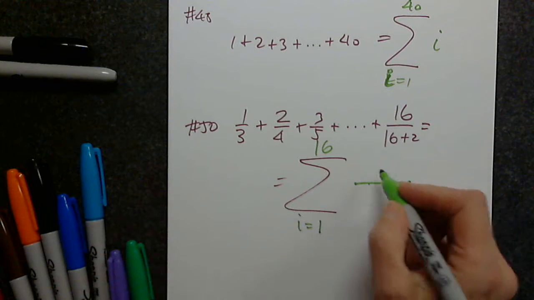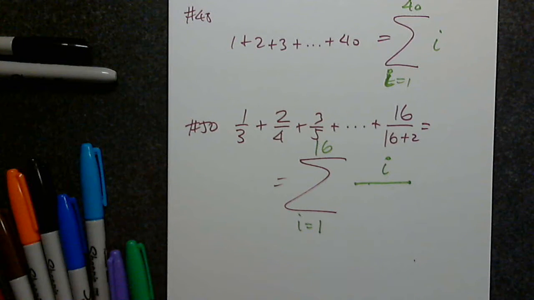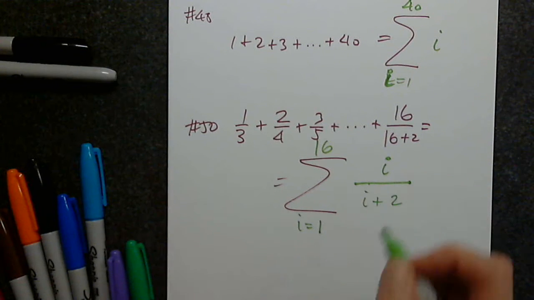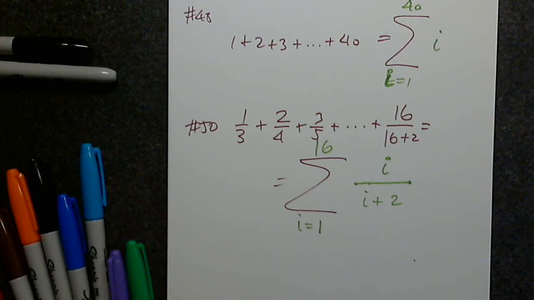So it has to be I over, careful, I plus 2. Let's stop for a moment and check this. When I is 1, forget about the last term. When I is 1, do I get 1/3? When I is 2, do I get 2/4? If I don't, this is wrong. When I is 3, do I get 3/5? When I is finally 16, do I get 16 over 16 plus 2? That's it.